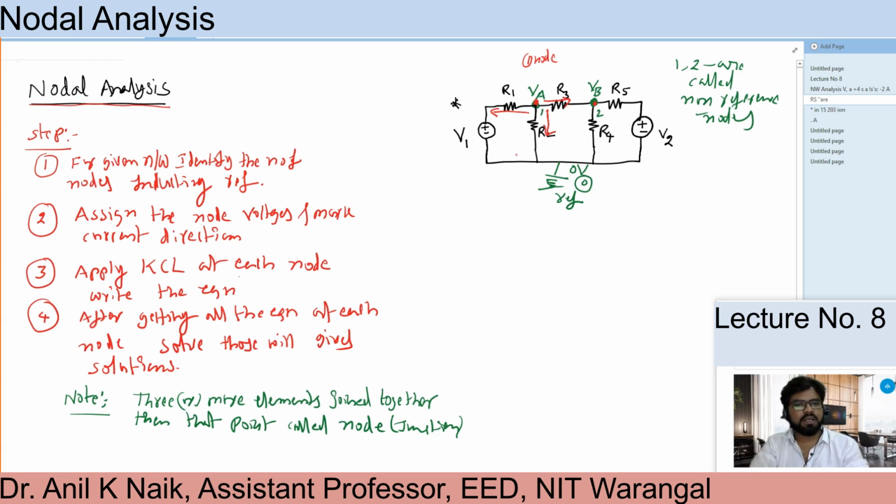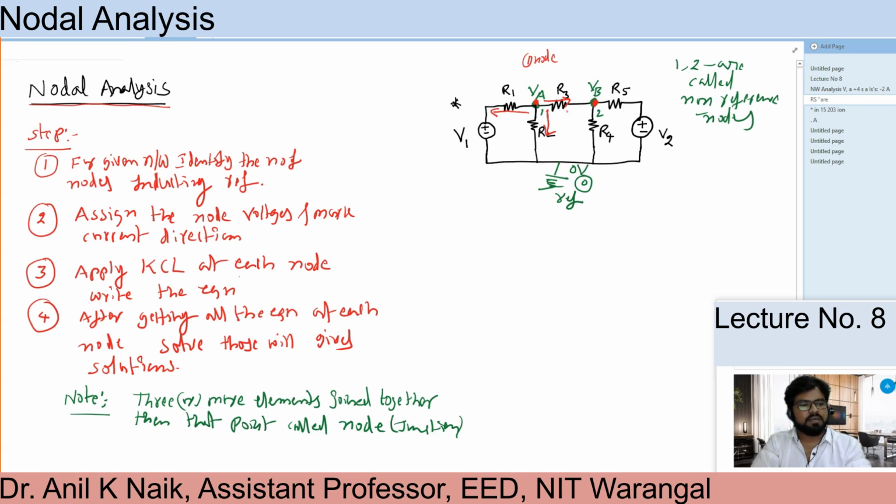You have to assume that all the currents are away from the node, or all the currents are going inside the node. Whatever convention you follow is as you wish. For my sense, I always follow that from this point my current is going away. That is the convention I usually follow. Now after this, again come back to the second point here.